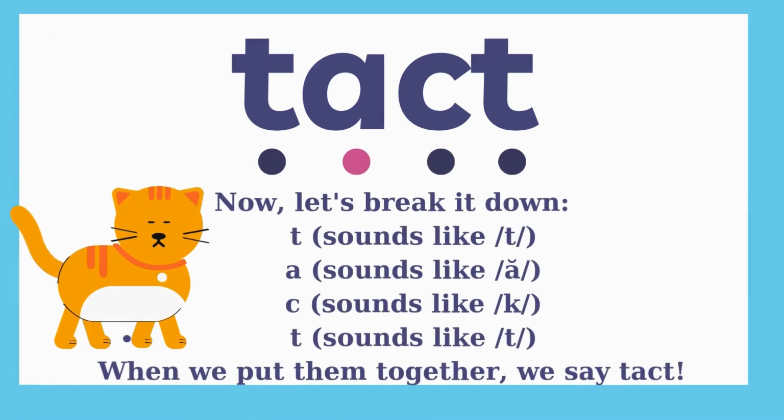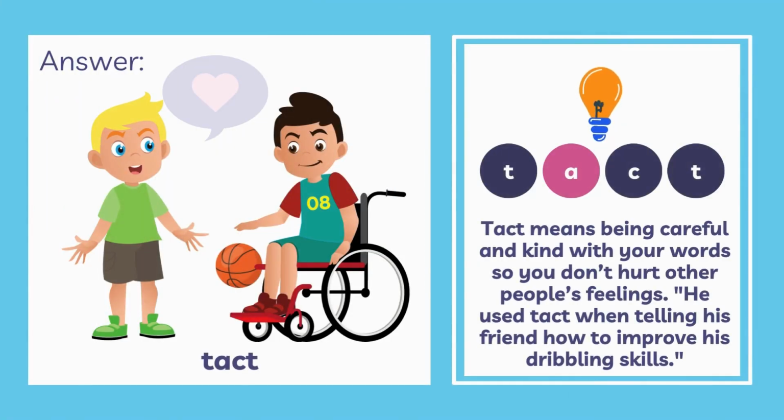Tact. Now, let's break it down. T sounds like T. A sounds like A. C sounds like K. T sounds like T. When we put them together, we say tact. Tact means being careful and kind with your words so you don't hurt other people's feelings. He used tact when telling his friend how to improve his dribbling skills.